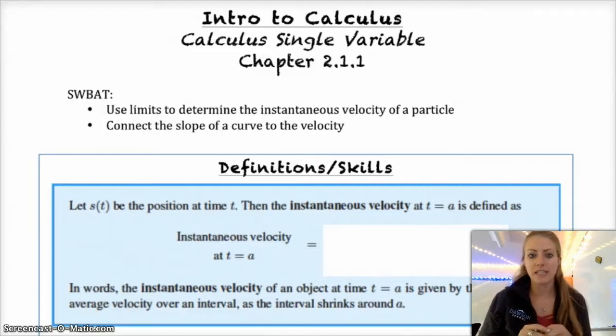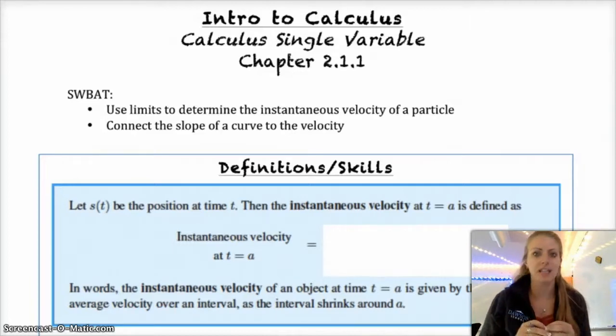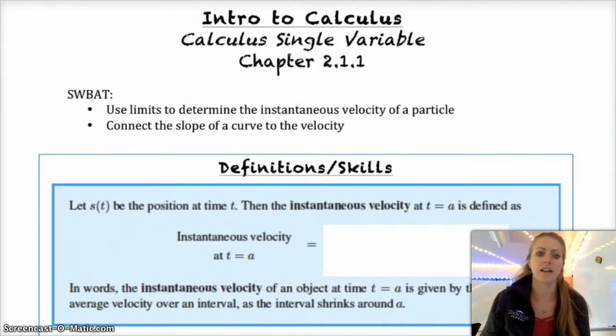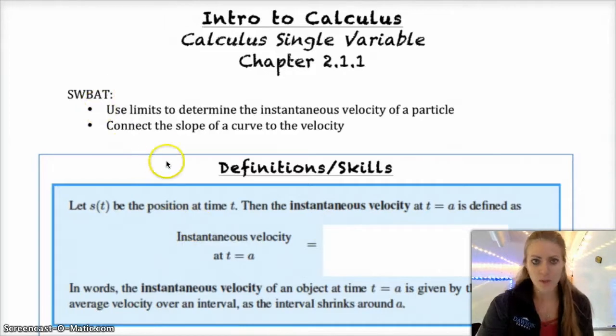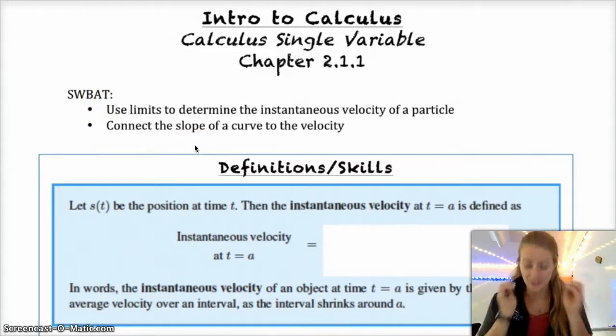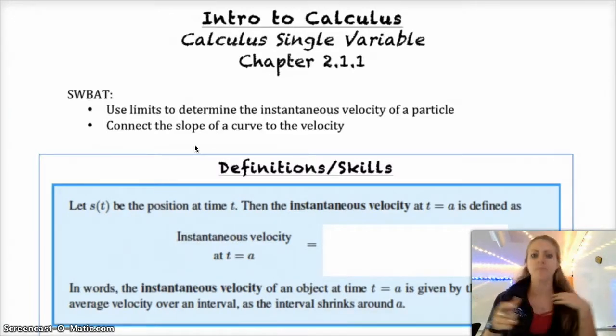So what we're going to look at today is how do you find the average velocity of a particle, given a function, and then how do you find the instantaneous velocity, which is basically like what is the velocity in this instant, like right now, not on average over time, but right now.